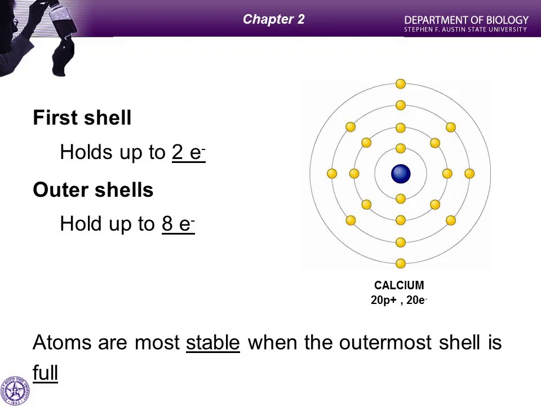But before you pack any other electrons in other shells, and you see how we have a second one, a third one, a fourth one, and on, you have to fill up from inside out first.